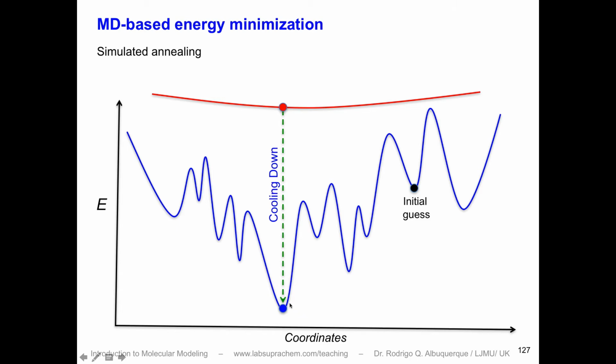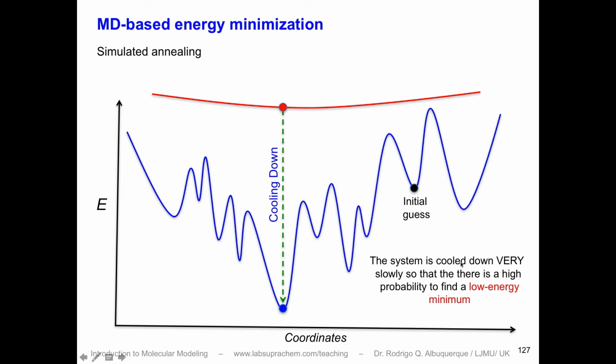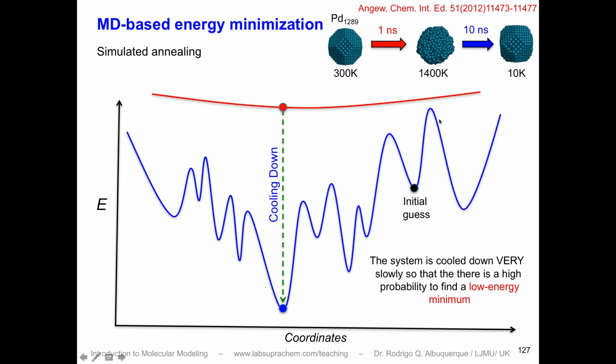I'm showing here as if it were finding the absolute minimum, but in general it's very difficult to find the absolute minimum because you have hundreds of thousands of local minima and just one absolute minimum. So the system is cooled down very slowly so that there is a high probability to find a low energy minimum. This is usually done in simulated annealing. I have done this for a palladium nanoparticle, and you can see that even cooling down for only 10 nanoseconds, which is not such a long time, it's possible to get a very similar structure.